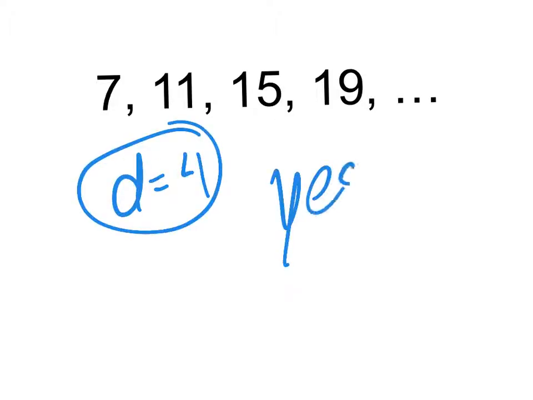So is this one arithmetic? What do you guys say? Yeah? Why is that? What's 11 take away 7? 4. How about 15 take away 11? 4. How about 19 take away 15? 4. So there is a common difference. What's the common difference? 4. Okay, so that means yes, it's arithmetic.